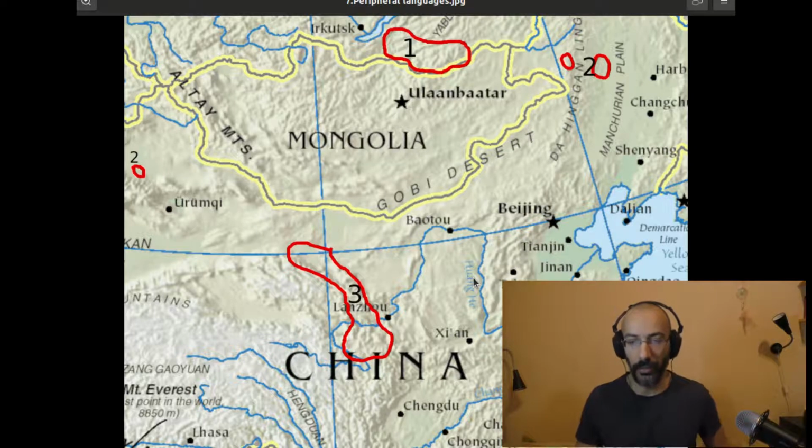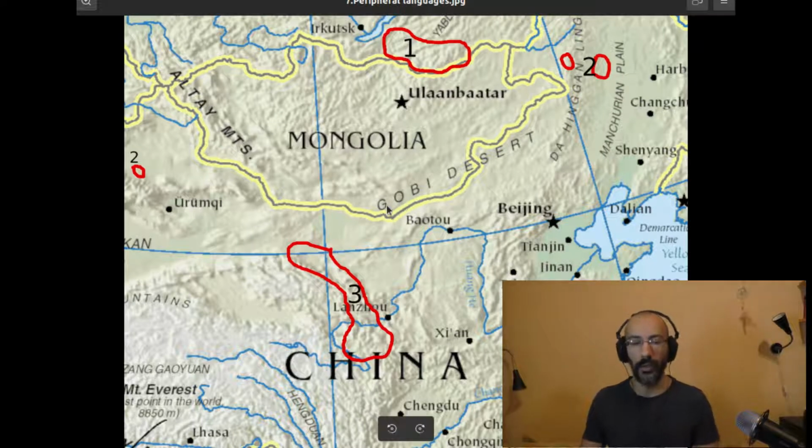Okay, so the changes that have taken place in Khalkh, in Buryat and in Oirat and in different Inner Mongolian varieties typically have not influenced these varieties, or if some of these changes had some influence on them, then this influence remained quite minimal. Okay, so these are the peripheral languages.